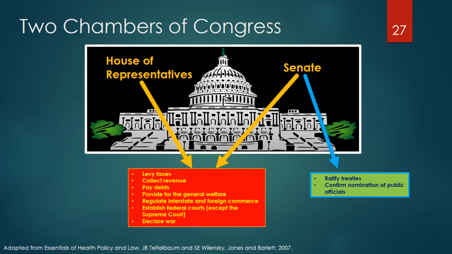In the United States, there are two chambers of Congress, the Senate and the House of Representatives, known simply as the House. Both the Senate and the House develop legislation to levy taxes, collect revenue, pay debts, provide for the general welfare, regulate interstate and foreign commerce, establish lower federal courts, and declare war. The Senate, in addition to the above, ratifies treaties and confirms public officials nominated by the President.